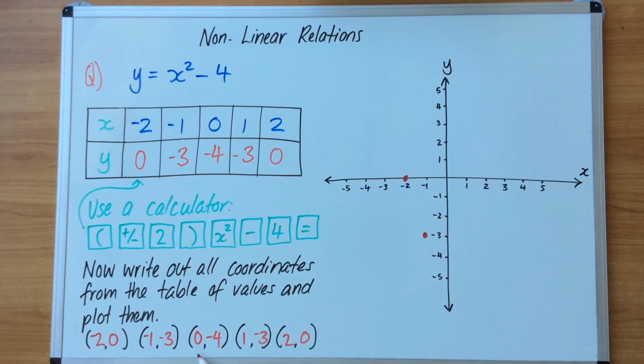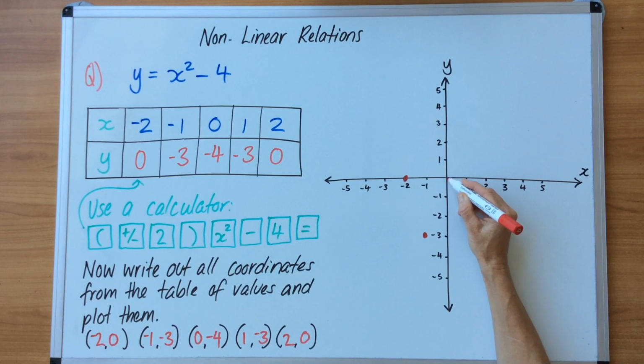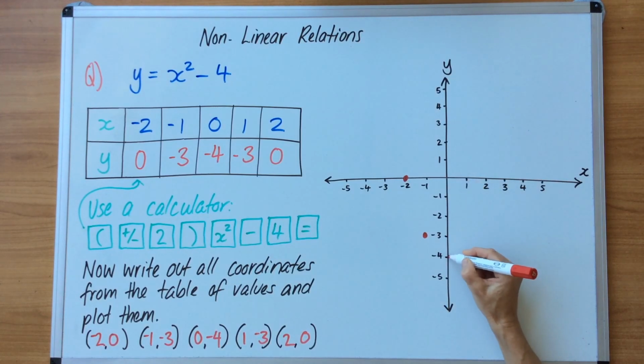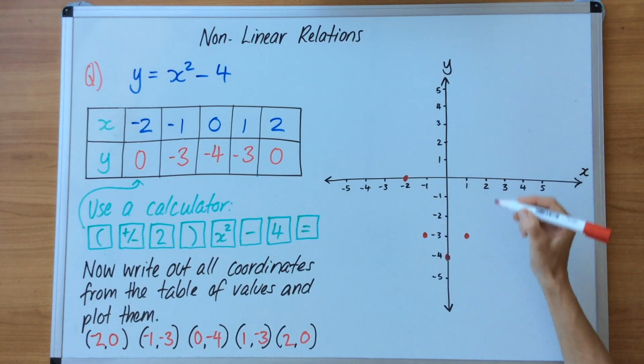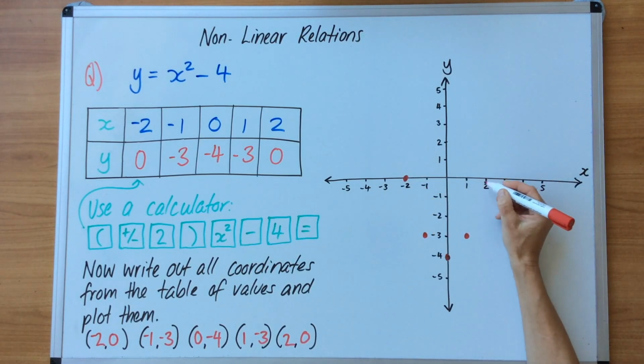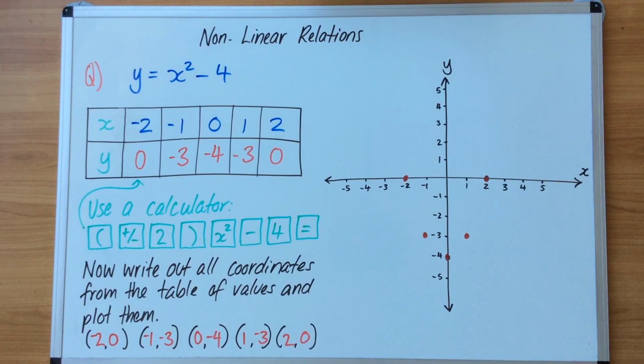The next one is 0 and -4. So we start in the origin, we stay in 0 and come down -4. And now we can see that if we get the next coordinate, which is 1 and -3, we're now coming to finish off our smile. And our next one is going to be on this number here, which is 2. So we have a 2 and 0. And now we're going to connect that to make it a smiley face.